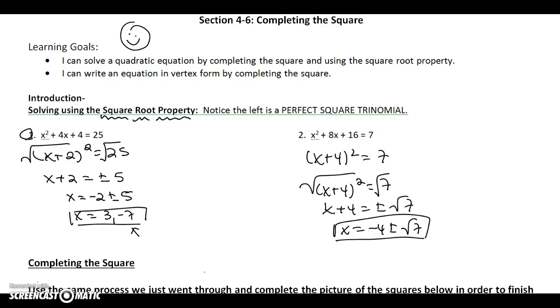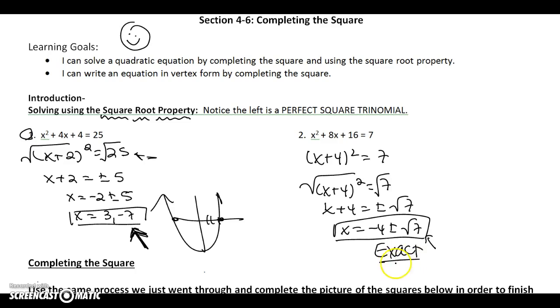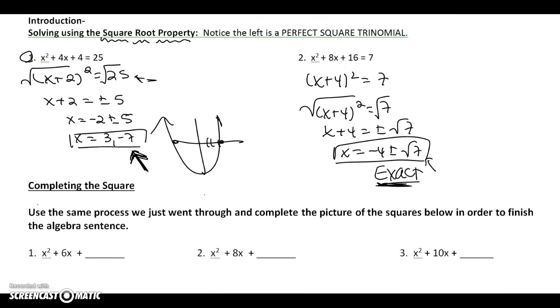This one was just a little bit different because over here when we took the square root of 25, it was a perfect square. Over here, the square root of 7 doesn't have a perfect square. So we need to leave it as the square root of 7 so that we get an exact answer. Remember, if you were to check the first one on your calculator, you would see that it would be crossing at 3 and at negative 7. So we would get a parabola that would look like that. Over here, these are not going to be nice numbers. They're going to be decimals. So keep in mind that we do like exact answers. And in number 2, a calculator would not be a good method in order to get those exact answers.